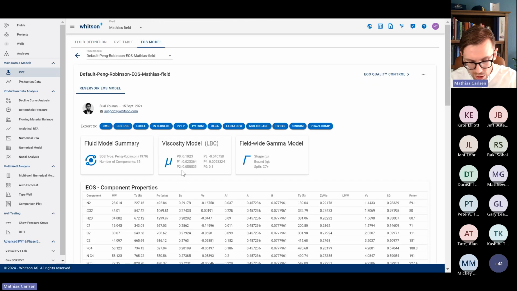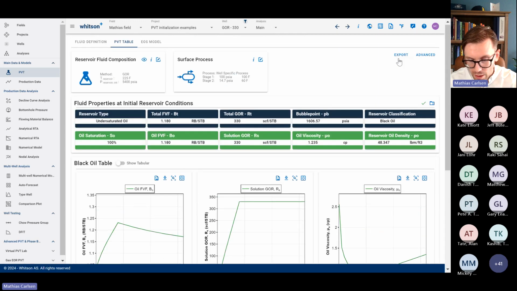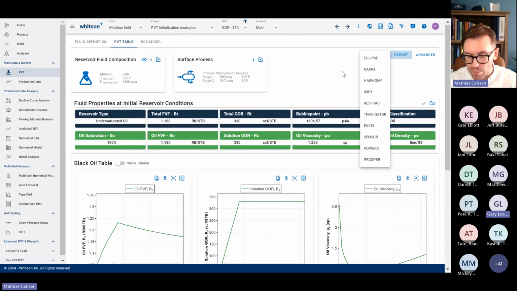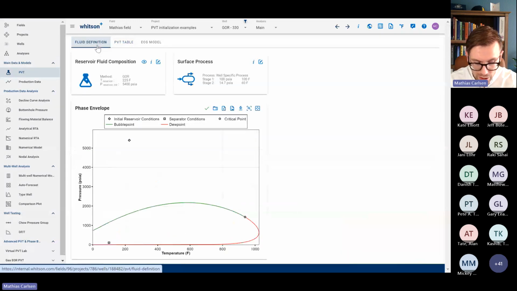This is just a default equation of state, the same that we're going to use, and it's available in the software. It uses that to automatically create the tables that we can use in any third-party tool, or everywhere in Whitson where you need PVT tables for that type of job. So here we see it's the black oil. Bubble point is around 1600 psia. The GOR is what I inputted, that's the solution GOR, 330, and it's an initially undersaturated oil. That's the reservoir type. Okay, we're starting easy.